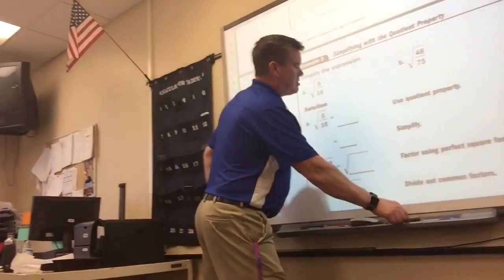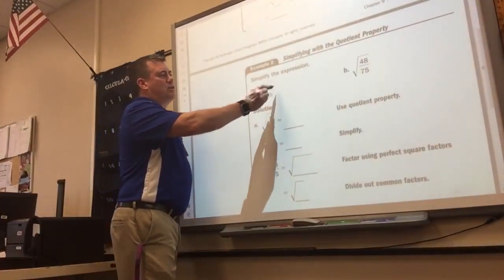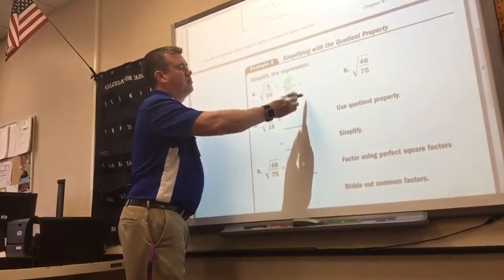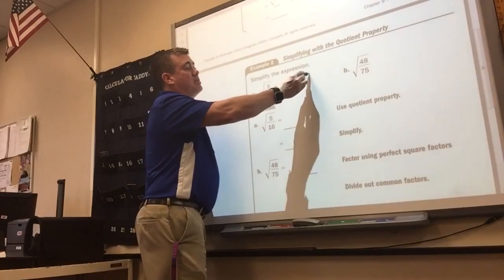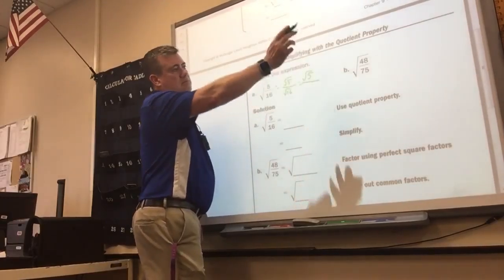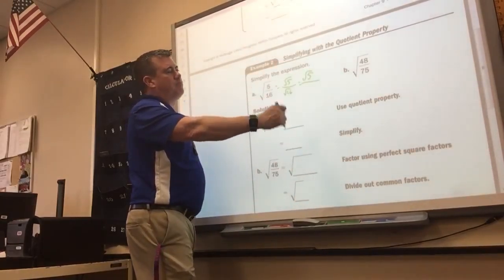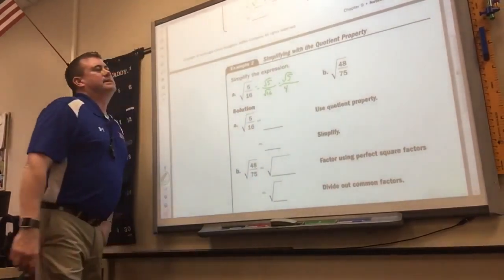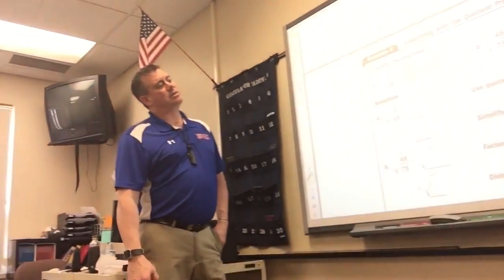Then with the fractions, again you can split it up. Square root of 5 over square root of 16. Square root of 5, do any perfect squares go into it? No. Square root of 16 is 4.